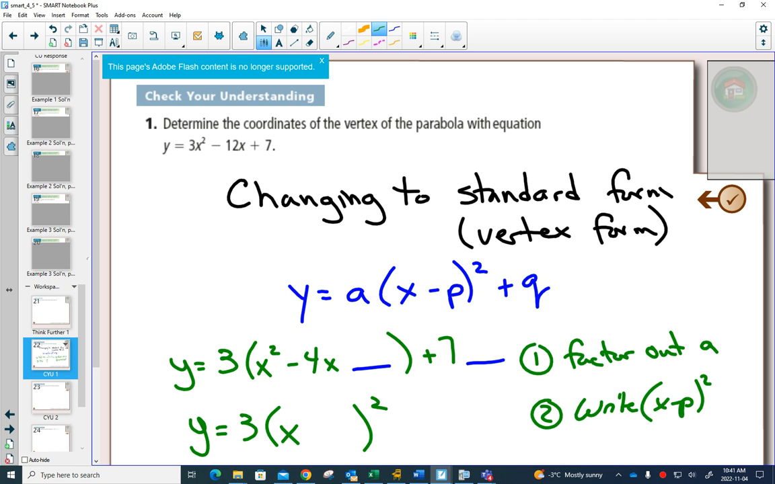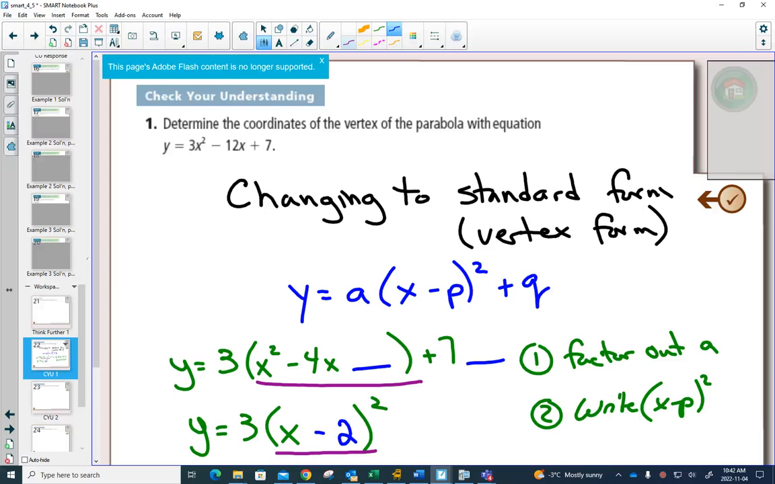What's our hint? This part right here has to change to this part right there. The minus 4x is our hint. What has to be in here to make sure that when we square this, we would get a minus 4x? You would need a minus 2. So I just figured out this minus 2. I'm going to write it in blue because that minus 2 is going to affect what we have in that first space.